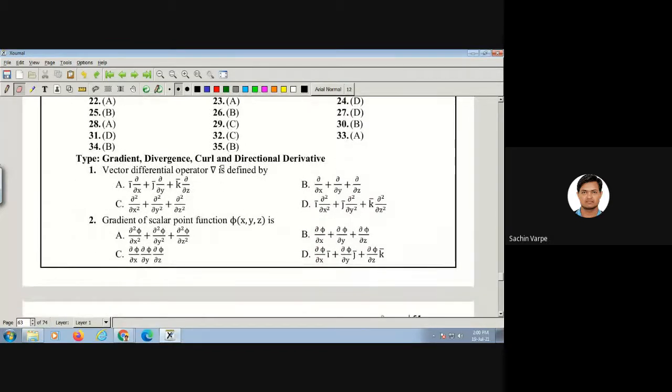Next is gradient, divergence, curl of a vector, and directional derivative. The vector differential operator del is defined to be i cap times partial derivative with respect to x plus j cap times partial derivative with respect to y plus k cap times partial derivative with respect to z. So A option is the correct one. Yes. Gradient of a scalar point function del phi, what will be the definition? That will be again a vector. D option.